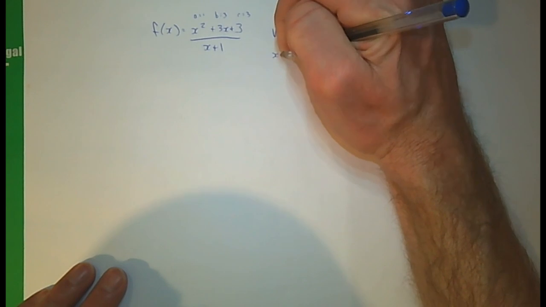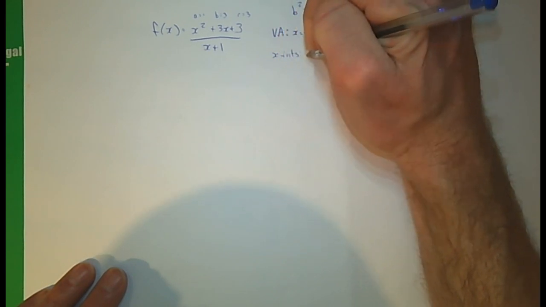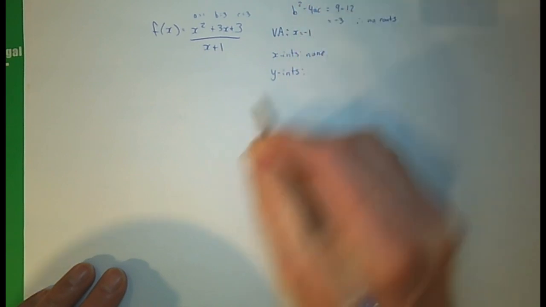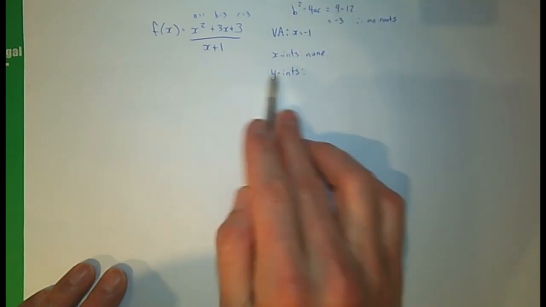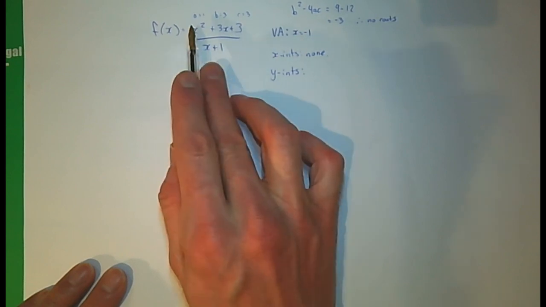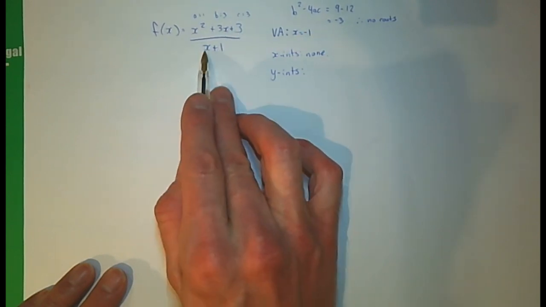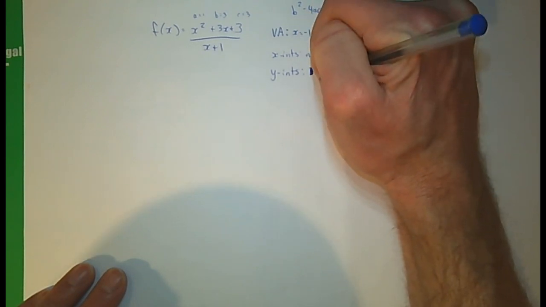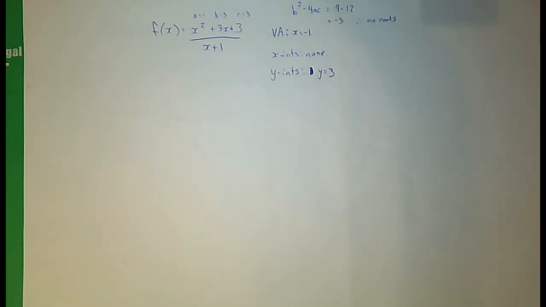So x-intercepts, none. Y-intercepts, however, will be what happens when we plug in x equals 0, or we just look at the ratio of the constant terms. So 3 over 1, right? Because this will be 0 plus 3 over 0 plus 1, which is 3 over 1, which is just 3. Y equals 3. There we go.